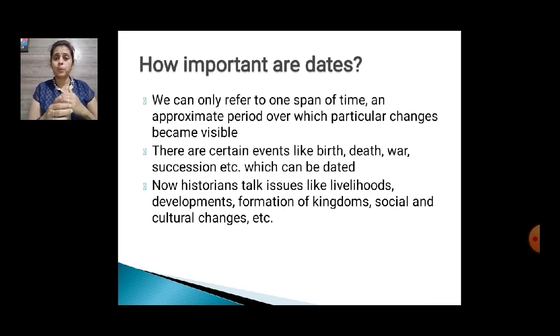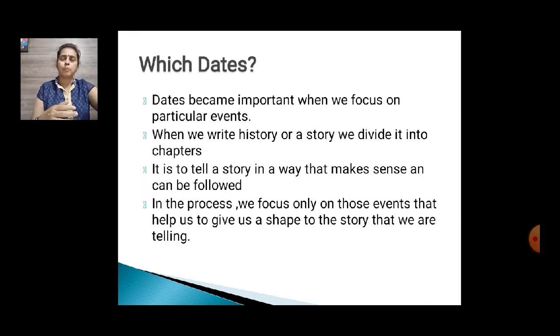This is the duty of the historians, to quote or talk about these issues. Because the historians wrote all these things, while studying and debating the books written by them, we can come to know what has happened, the history of a particular period or time. Now, which dates? As I told you, how important are dates, and which dates we have to keep in mind. Dates become important when we focus on a particular event.